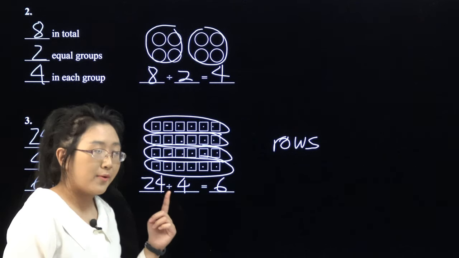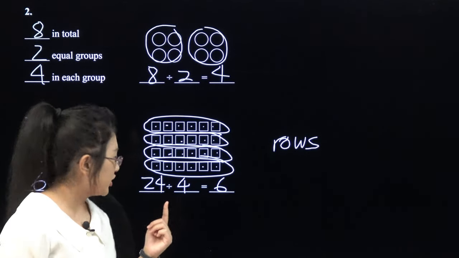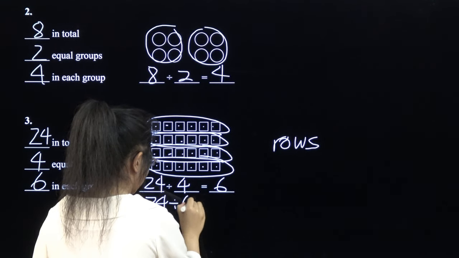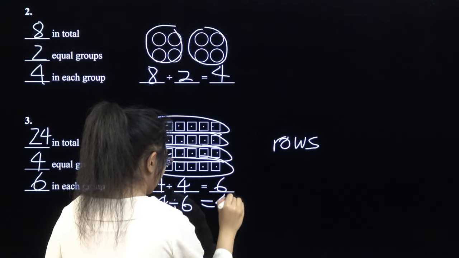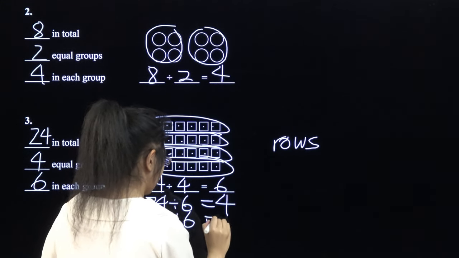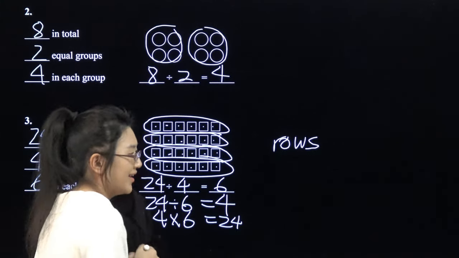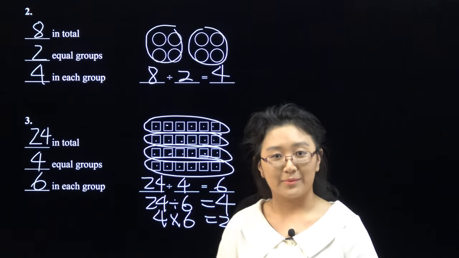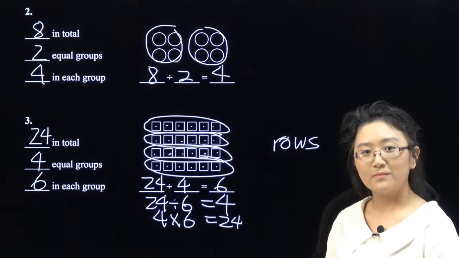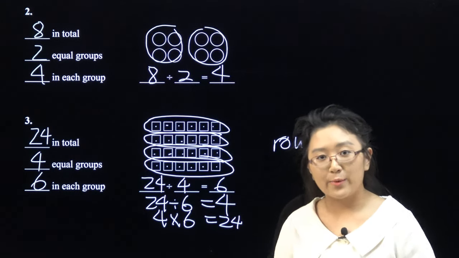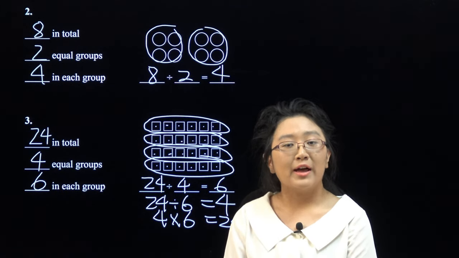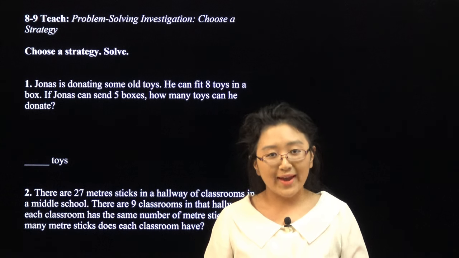Now remember the toilet paper rolls from last section? 24 divided by 6 is also equal to 4. And 4 times 6 is equal to 24. Now there's addition subtraction fact families, and then there's multiplication division fact families. But you can take a break whenever you want, remember that. We're going to take a break from division and do some problem solving. We get to choose a strategy.